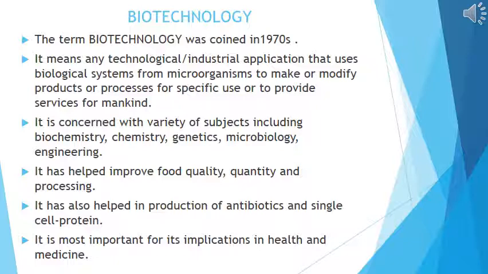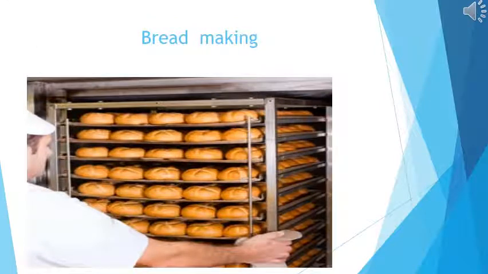Biotechnology is concerned with a variety of subjects including biochemistry, chemistry, genetics, microbiology, engineering, and many more. It has helped improve food quality, quantity, and processing. It has also helped in the production of antibiotics and single-cell proteins, and is most important for its implications in health and medicine. We shall consider some examples of the use of biotechnology in the production of food like yogurt, cheese, bread, and alcohol.